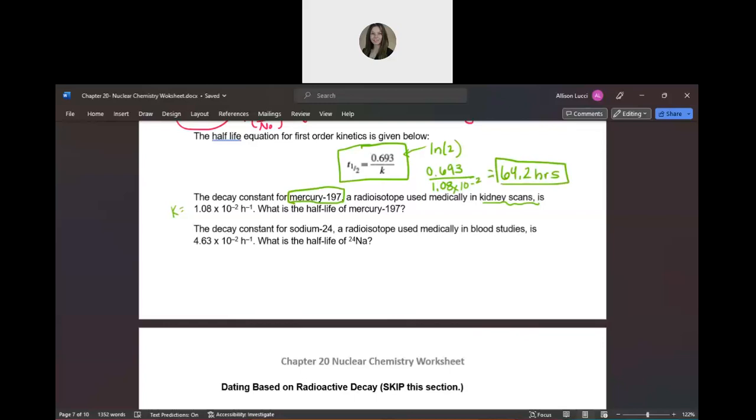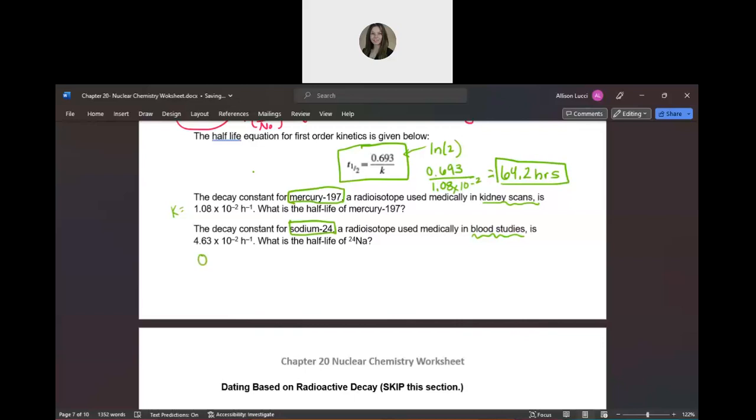Now let's look at this next example. We're going to take sodium-24. It's another radioisotope that's used medically in studies of the blood. So they would inject this into your blood, and it would highlight certain things that doctors are looking for. So we want to know what's the half-life of this sodium-24. And you should know that half-life is important with these medically used radioisotopes because we don't want to keep radioactive stuff in our system longer than we have to. So let's see how long this sodium would last in your body.